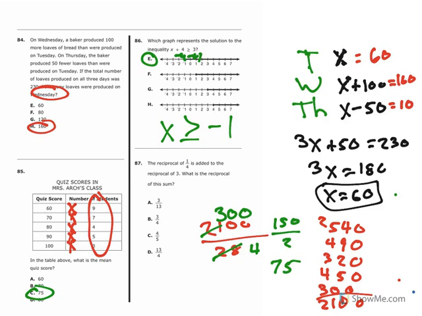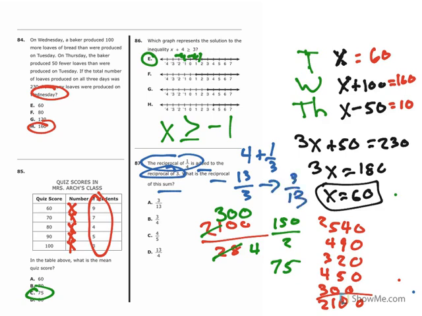87 is just following directions. We've got three reciprocals. The reciprocal of 1/4 is 4. The reciprocal of 3 is a third. So it says when they're added together. Okay, well that's going to be 4 and 1/3, which is 13 thirds. What's the reciprocal of that sum? We take the reciprocal, which is 3/13, right? Pretty straightforward.